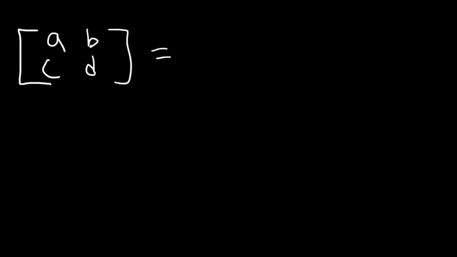In this video, we're going to focus on finding the determinant of a 2 by 2 matrix and also of a 3 by 3 matrix. So let's start with the basics, the 2 by 2 matrix. Here, let's say this is A, C, B, and D. So it's going to be equal to A times D minus B times C. That's how you can find the determinant of a 2 by 2 matrix.